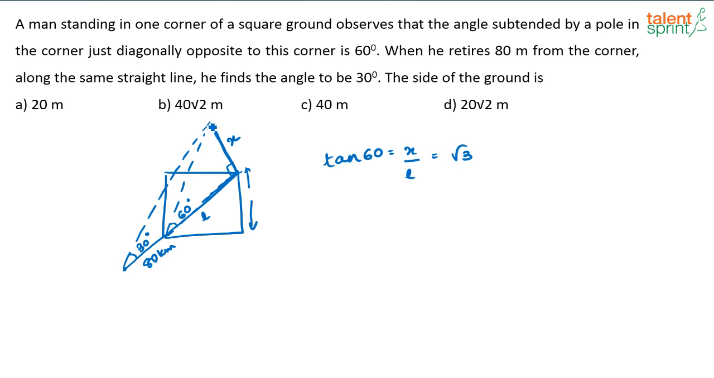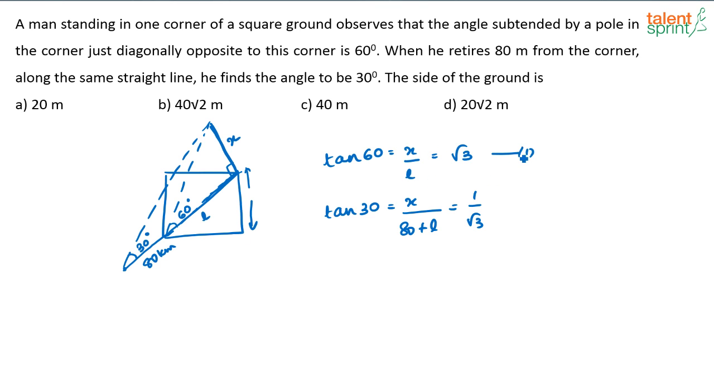Similarly, consider this bigger triangle here. What is tan 30? Tan 30 is equal to X divided by 80 plus L, correct? This length is 80 plus L, and this length is X. And what is the value of tan 30? Tan 30 is nothing but 1 by root 3. Now if I divide these two equations, I will be able to find out the value of L because X will get cancelled. Once I find out the value of L, I can find out the length of one side, right? So let us do that.